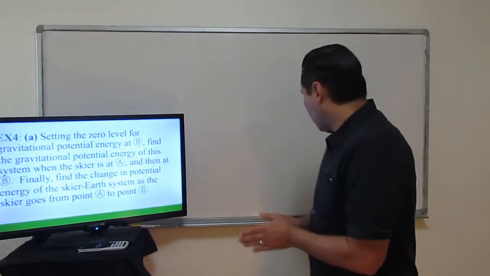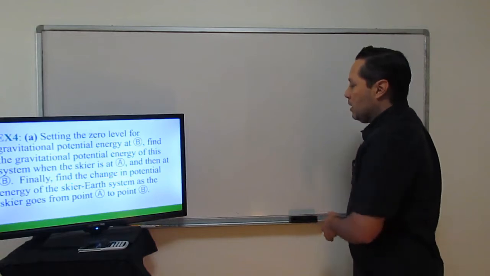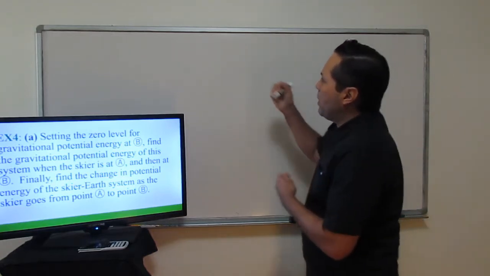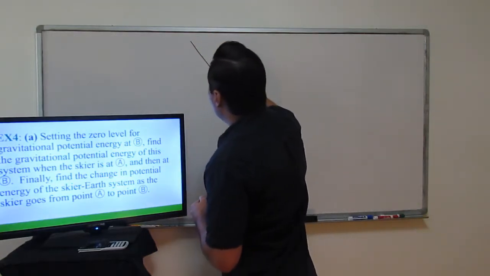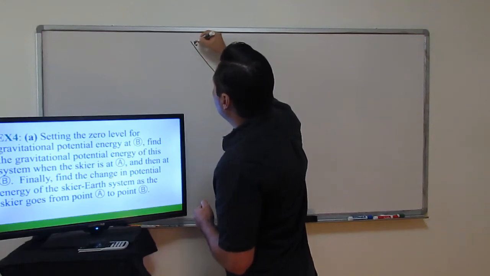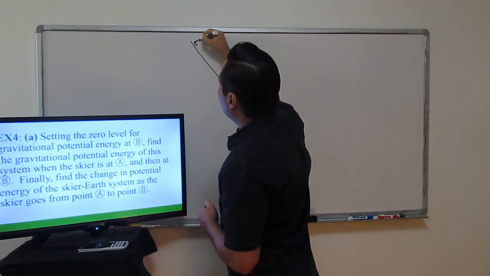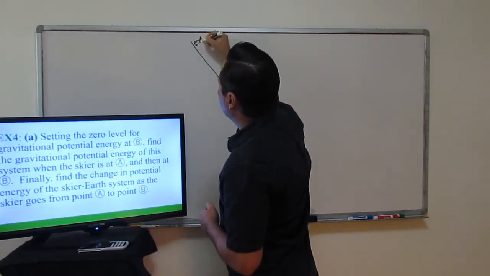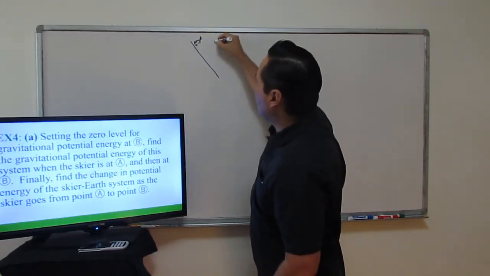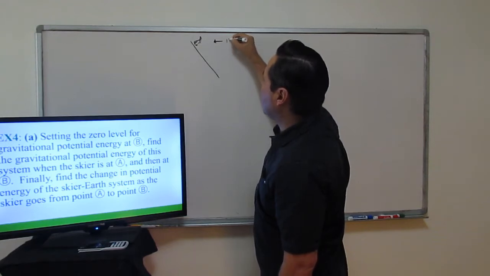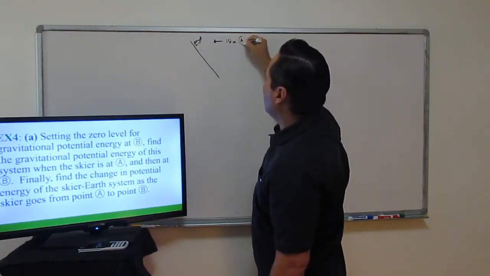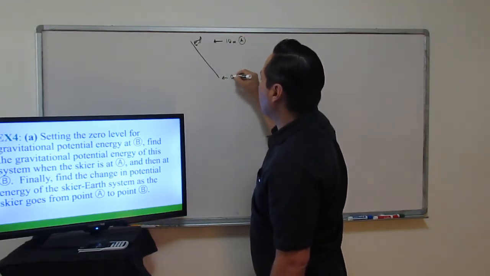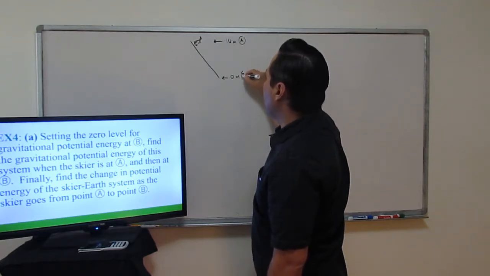Alright, so we're going to go ahead and solve that problem. And again, a drawing is always best. So here we have our skier, and our skier is going to go down the slope. At the very top, that's point A, it's 10 meters. And at the very bottom, that is 0 meters. So that is point B.